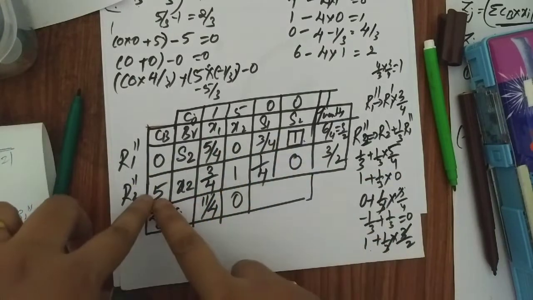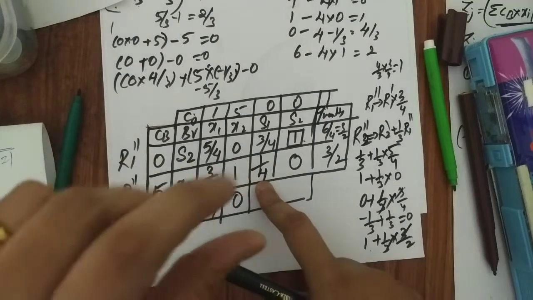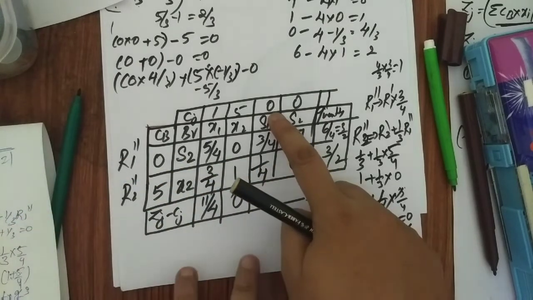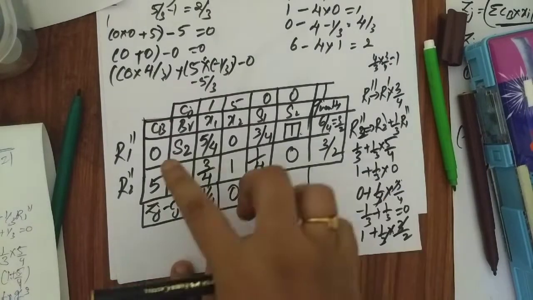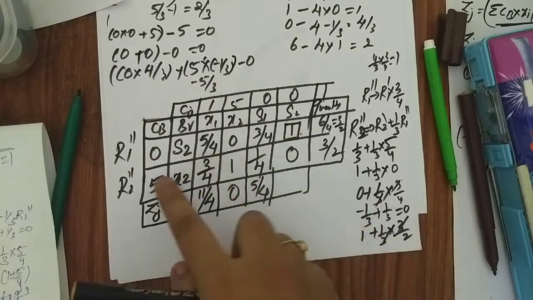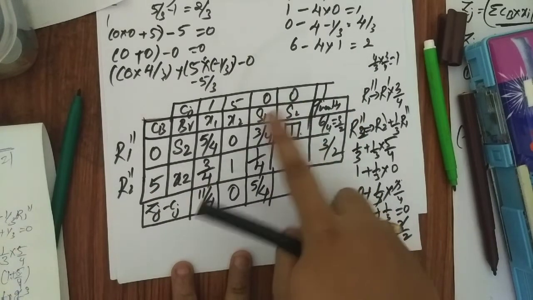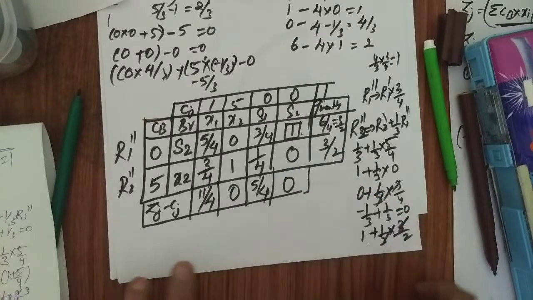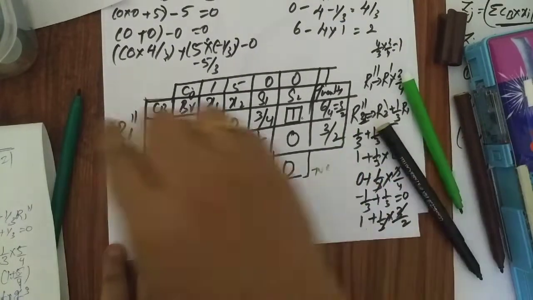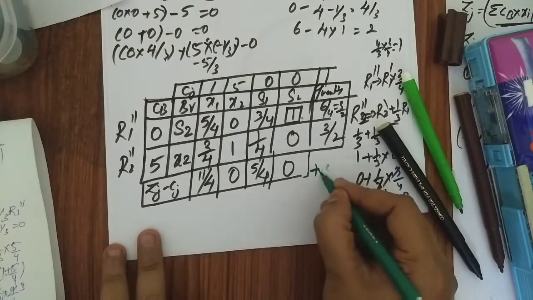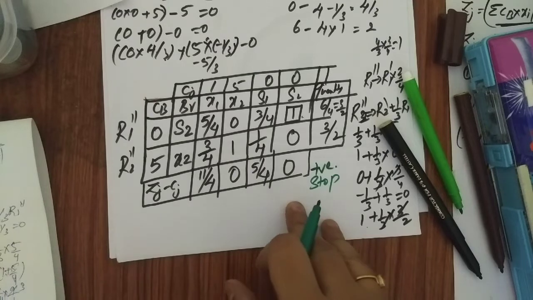Next, 0 into 3 by 4, 0. 5 into 1 by 4, so 5 into 1 by 4 is 5 by 4. The answer has to be subtracted with Cj. So 5 by 4 minus 0 is 5 by 4. Next, 0 into 1 is 0. 5 into 0 is 0. Has to be subtracted with 0. So 0 minus 0 is 0. You can see all the values are positive. Okay. When all the values are positive, you have to stop the process.